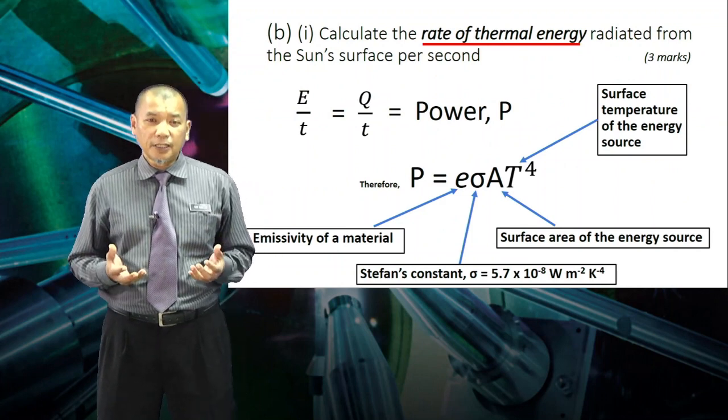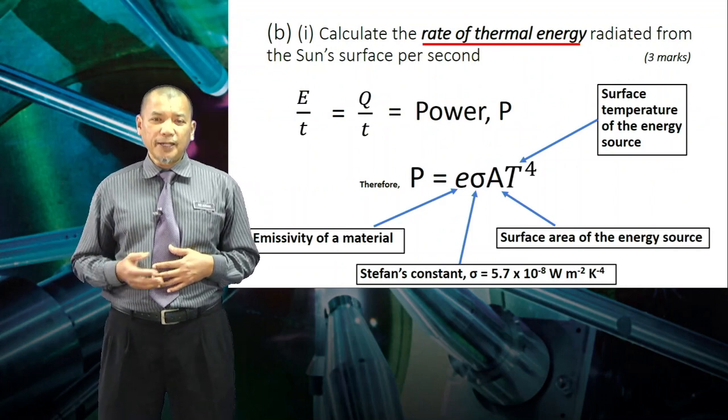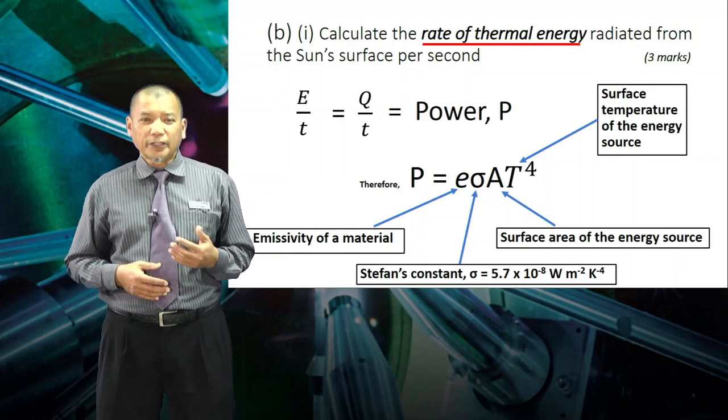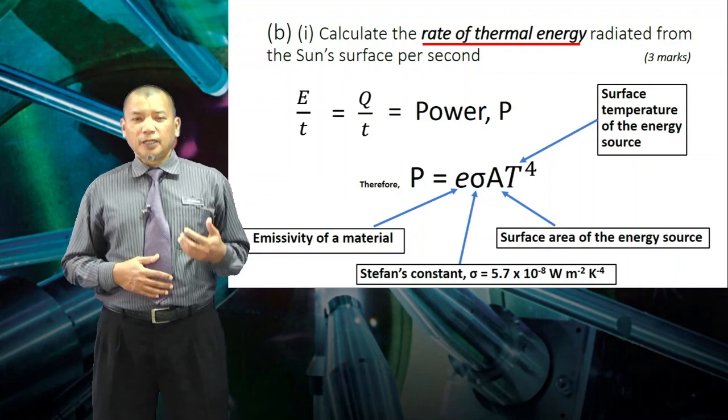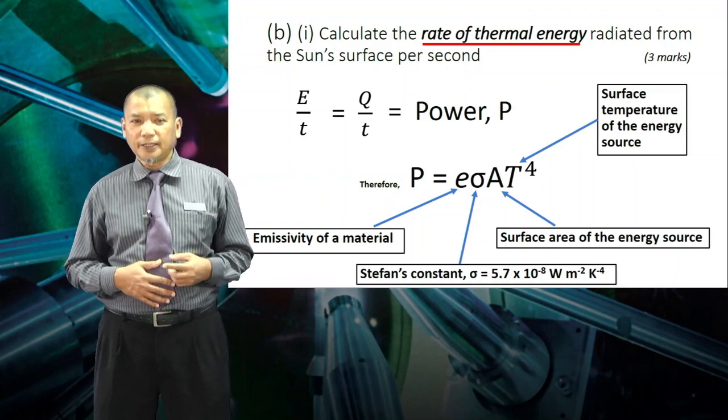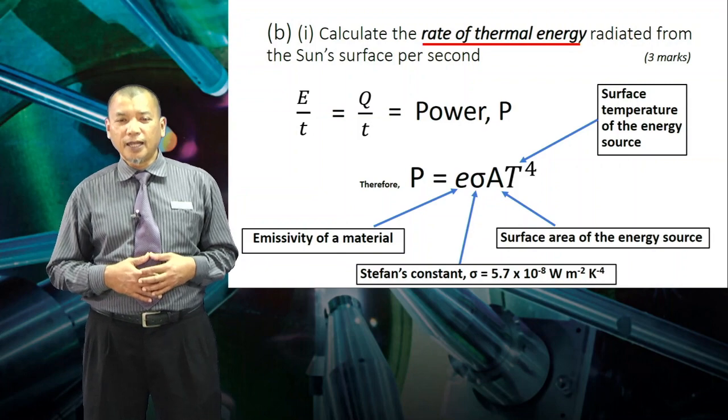The question is, calculate the rate of thermal energy radiated from the sun's surface per second. Okay, be cool, students. The second step is to recognize the main question: calculate the rate of thermal energy. Underline it.